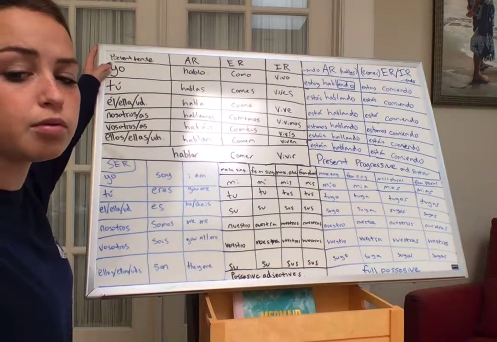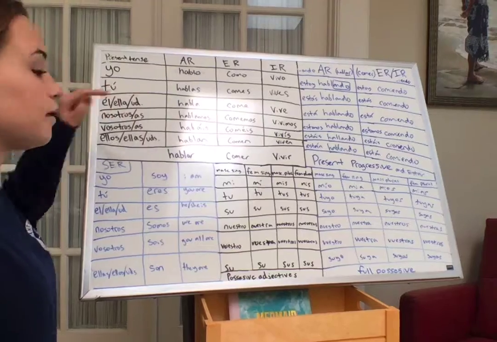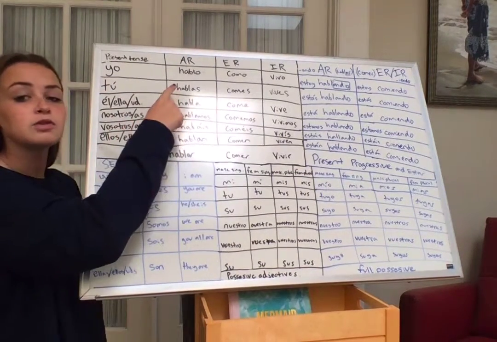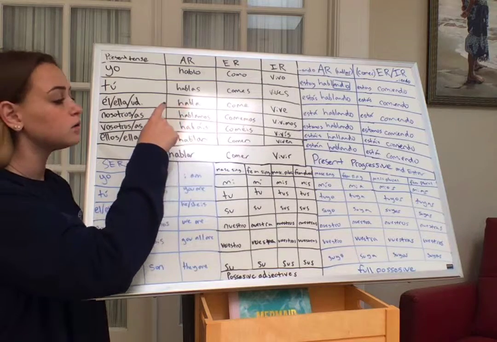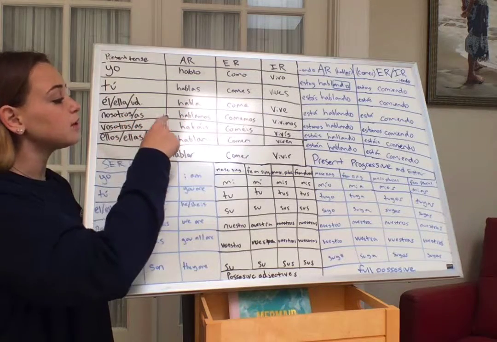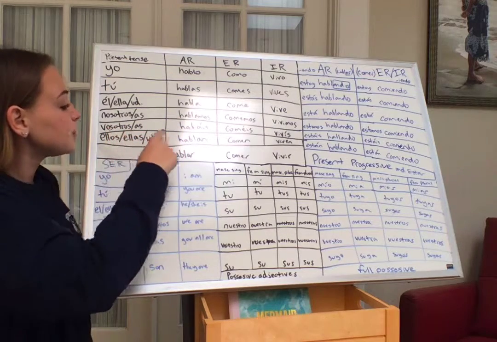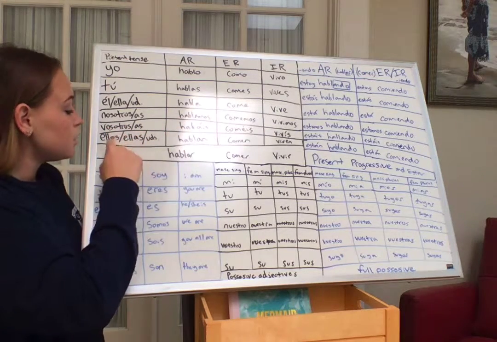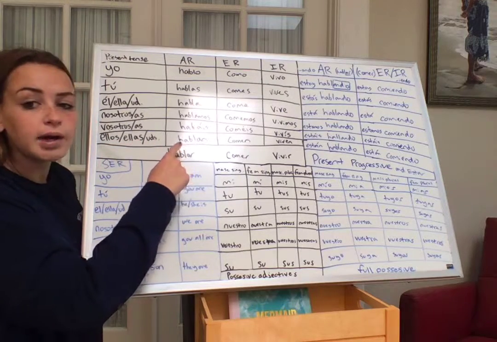We're going to conjugate hablar. Yo hablo. Tú hablas. Él, ella, usted habla. Nosotros, nosotras hablamos. Vosotros, vosotras habláis. Ellos, ellas, and ustedes hablan.